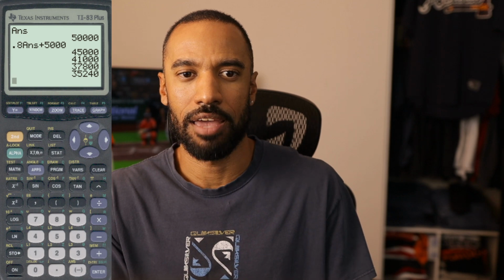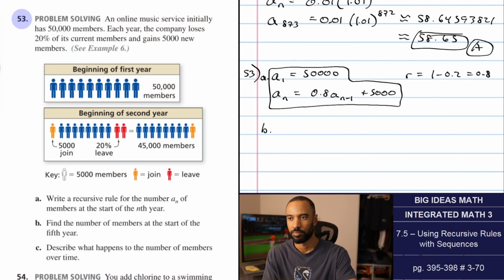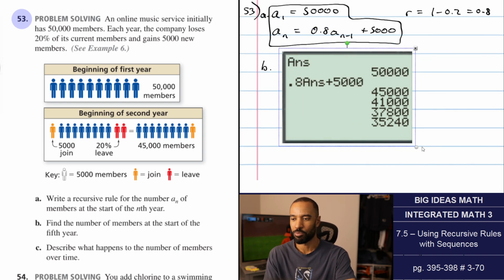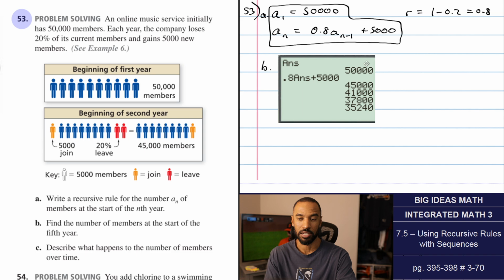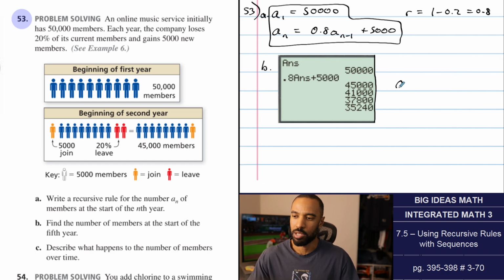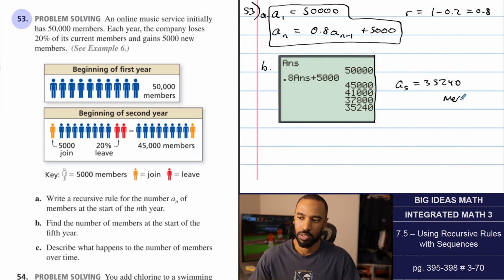So 35, and I'm going to literally just copy paste that into here so you have an idea. That's my work. I'm not going to do the work as a full set, right? At least that's not my intent. That's recursion. That's recursion at play. And so the answer is a sub 5 equals 35,240 members. So that's at the start of the 5th year.